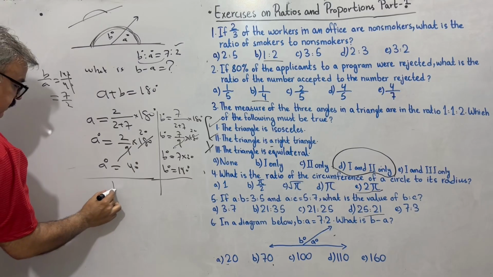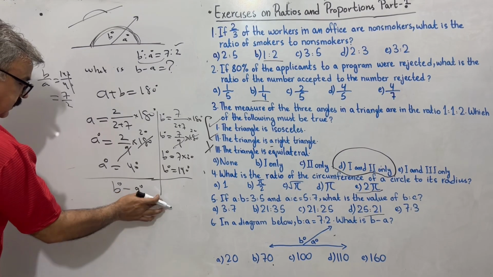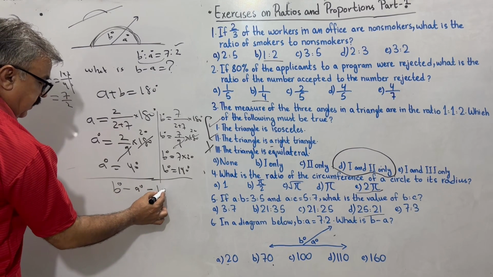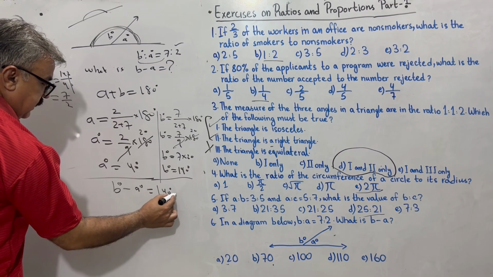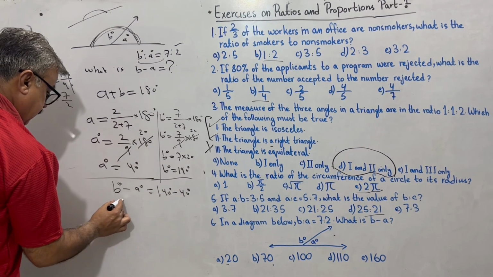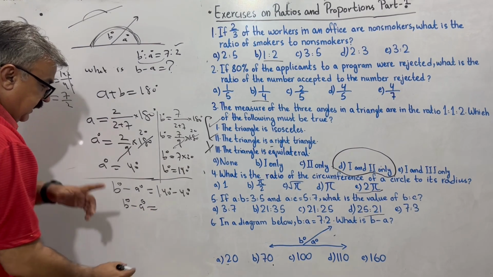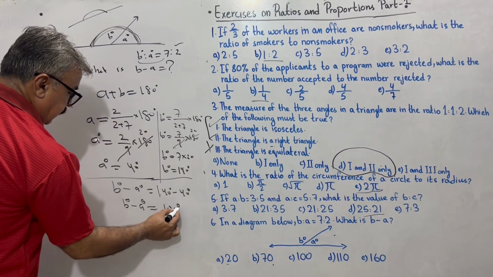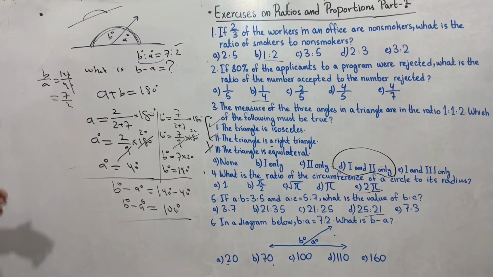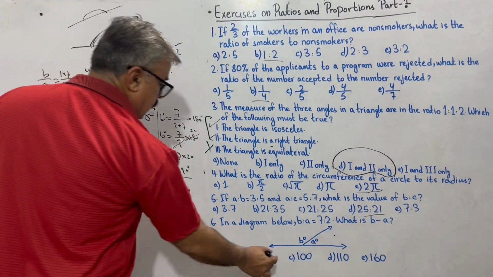Now find the difference B minus A. What is the value of B? It's 140 degrees, minus A, which is only 40 degrees. So their difference, B degrees minus A degrees, is 100 degrees. So our right option in that case is C.